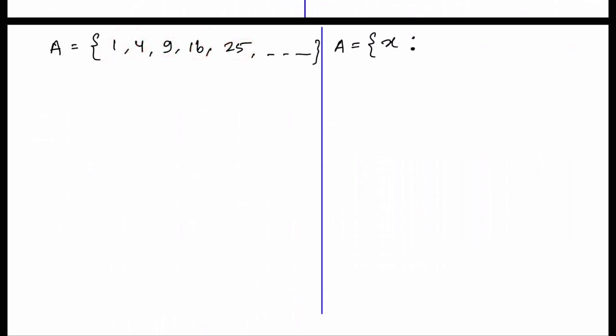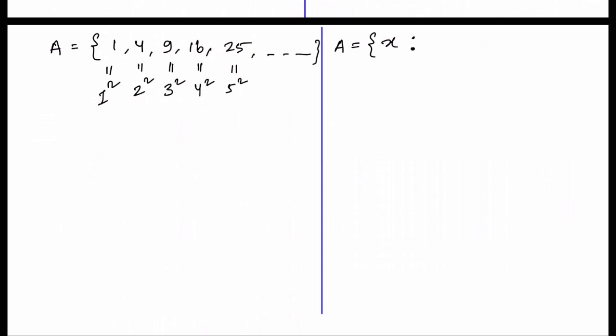the property here is that every element is a square of a natural number. 1 can be written as 1 square, 4 as 2 square, 9 as 3 square, 16 as 4 square, and 25 as 5 square. So all these elements are squares of natural numbers, and it goes on.